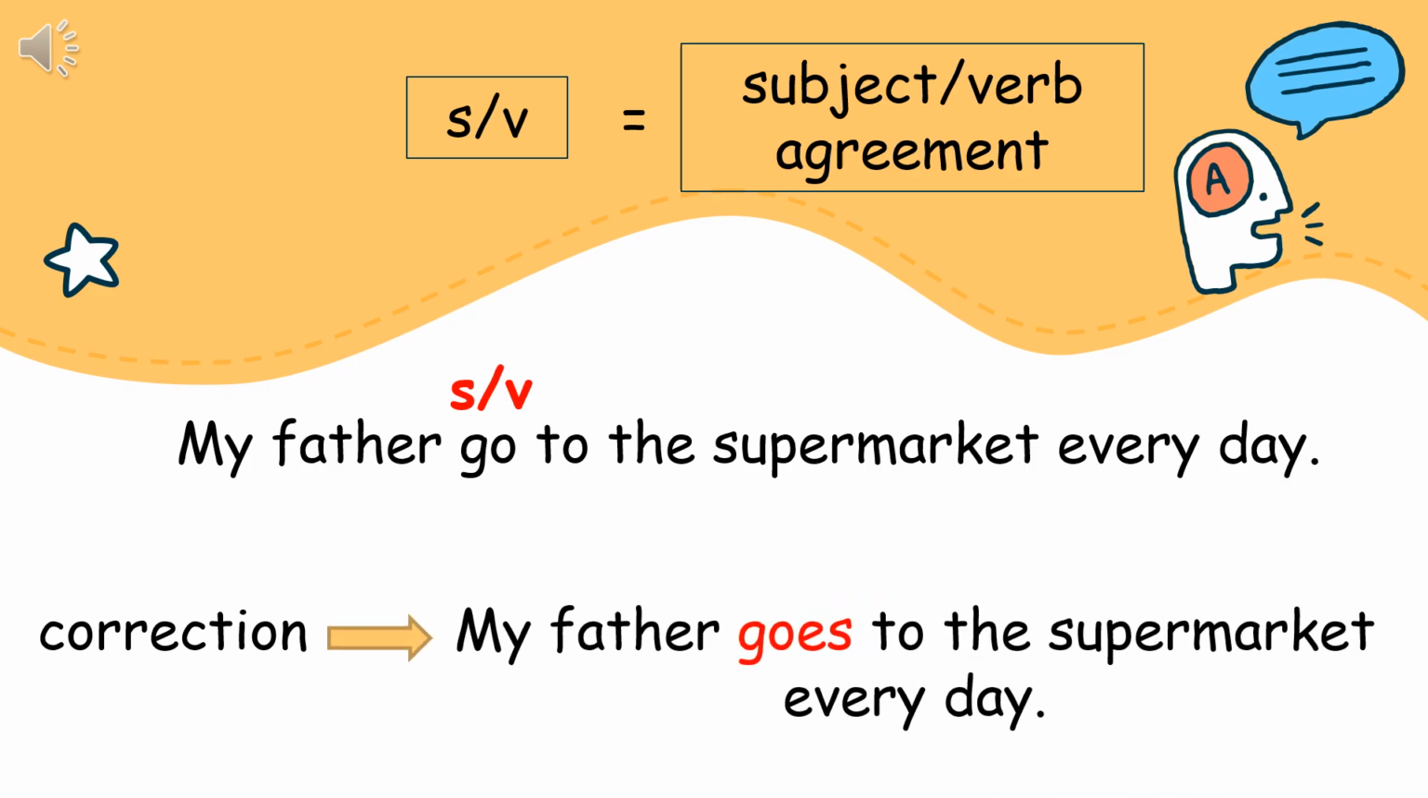The fourth proofreading symbol is SV, which means subject/verb agreement. That is, you used the wrong form of the verb that agrees with the subject. For example, in the following sentence, the verb go is wrong because the subject is my father, which is singular, and the correct form of the verb that agrees with this subject is goes. That's why there is the SV proofreading symbol above it. Therefore, it should be written correctly and use the correct form of the verb, which is goes instead of go, to agree with the singular subject, my father.